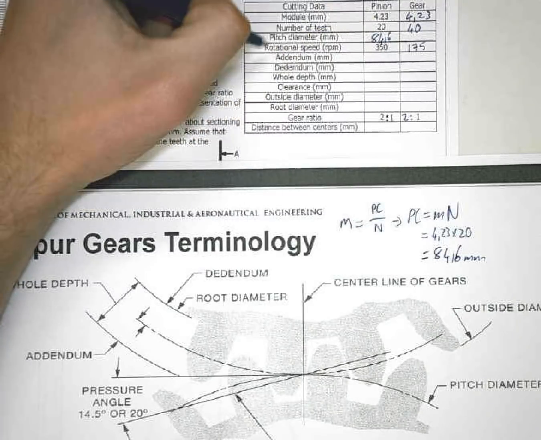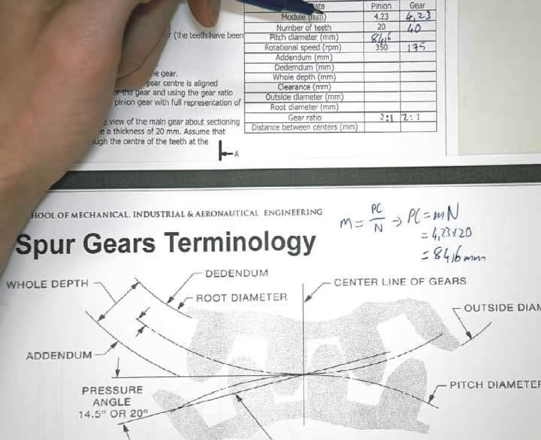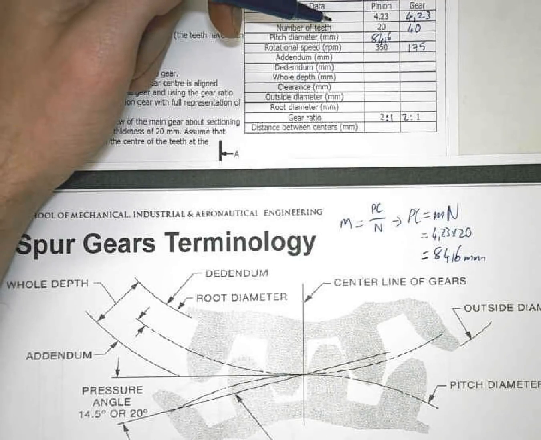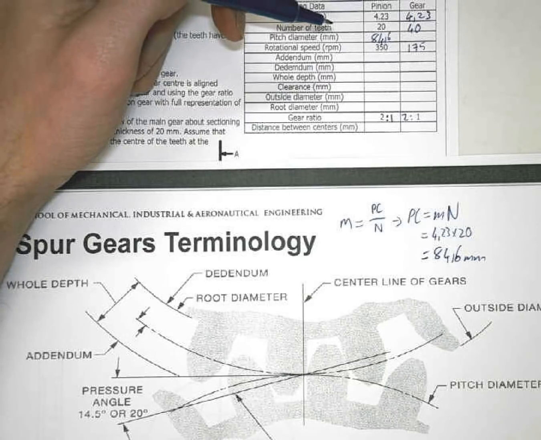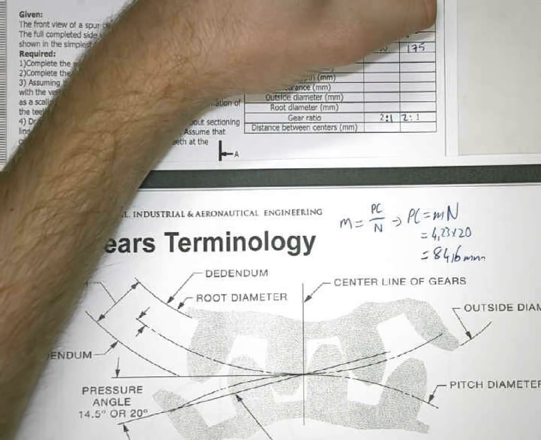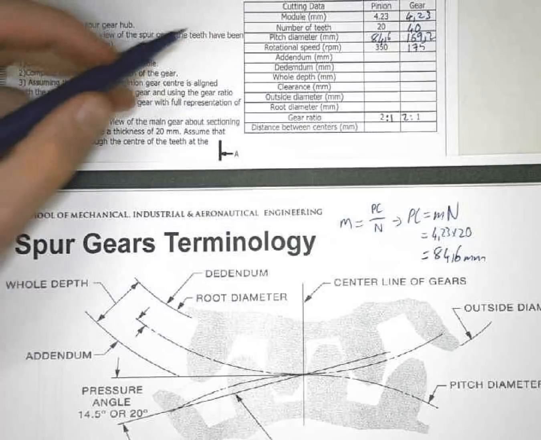We can then calculate what our pitch diameter would be for our gear based on our gear module and our number of teeth. We just multiply those two values, and when we multiply our 4.23 by 40, we get a pitch diameter of 169.2 for our gear.